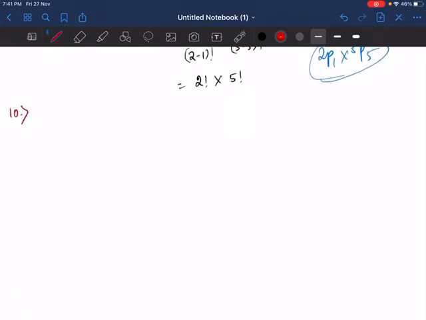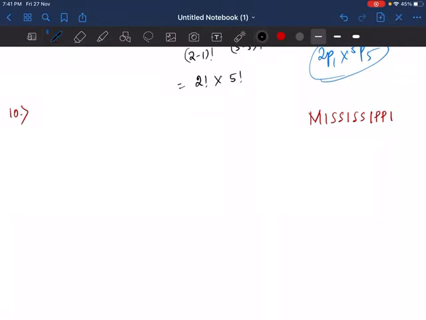Mississippi. In how many of the distinct permutations of the letters in Mississippi do the 4 I's not come together? Now this one is important. So we have a word, Mississippi. So this is the word which we have. In how many of the distinct permutations of letters in Mississippi do the 4 I's not come together? Now this is very interesting.